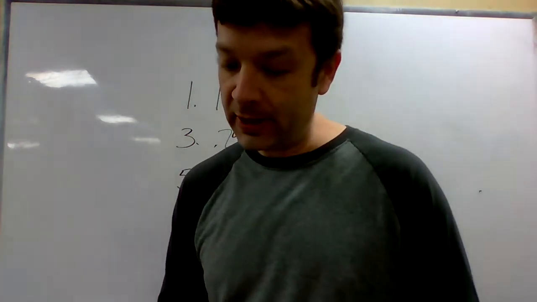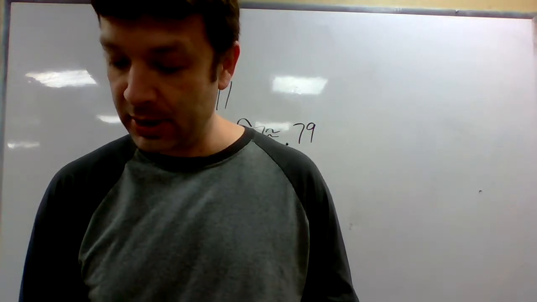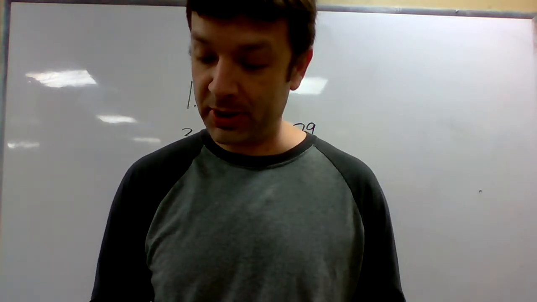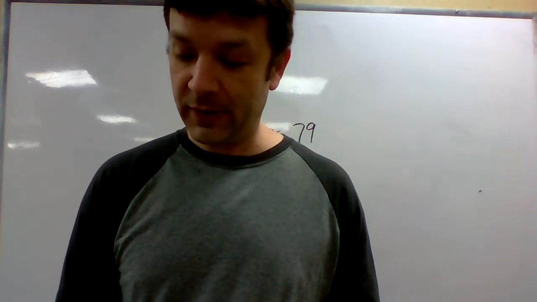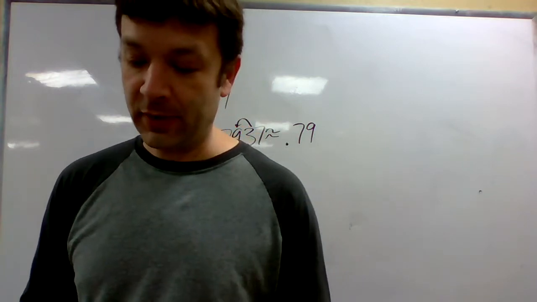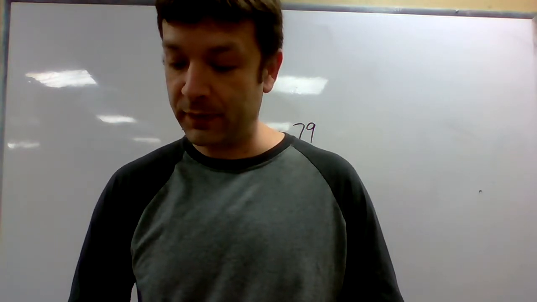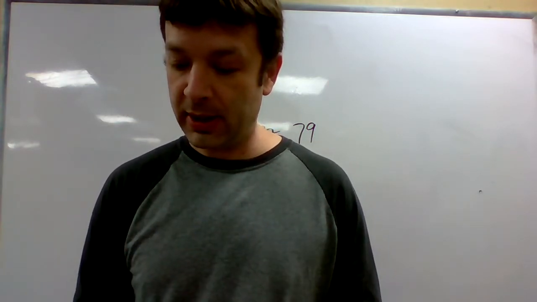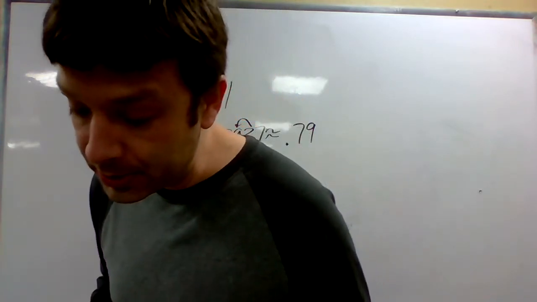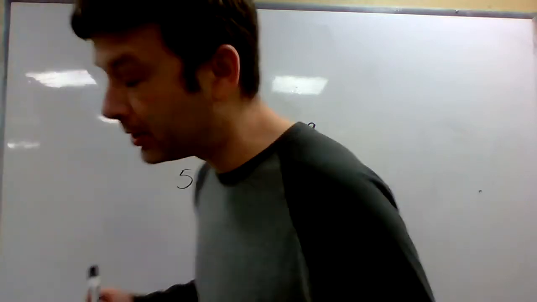Okay, on number 5, it says convert. This is the part I did not teach you guys a couple weeks ago, so hopefully you figured it out. Number 5 says convert each radical to exponential form. So I'll just write that down. 2x cubed.